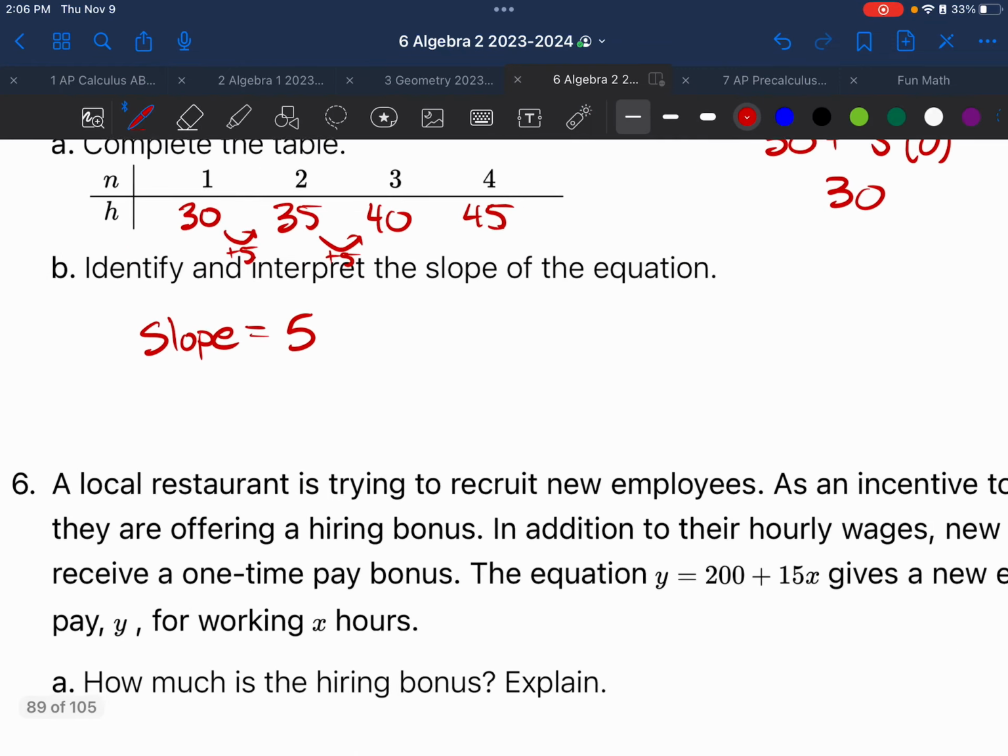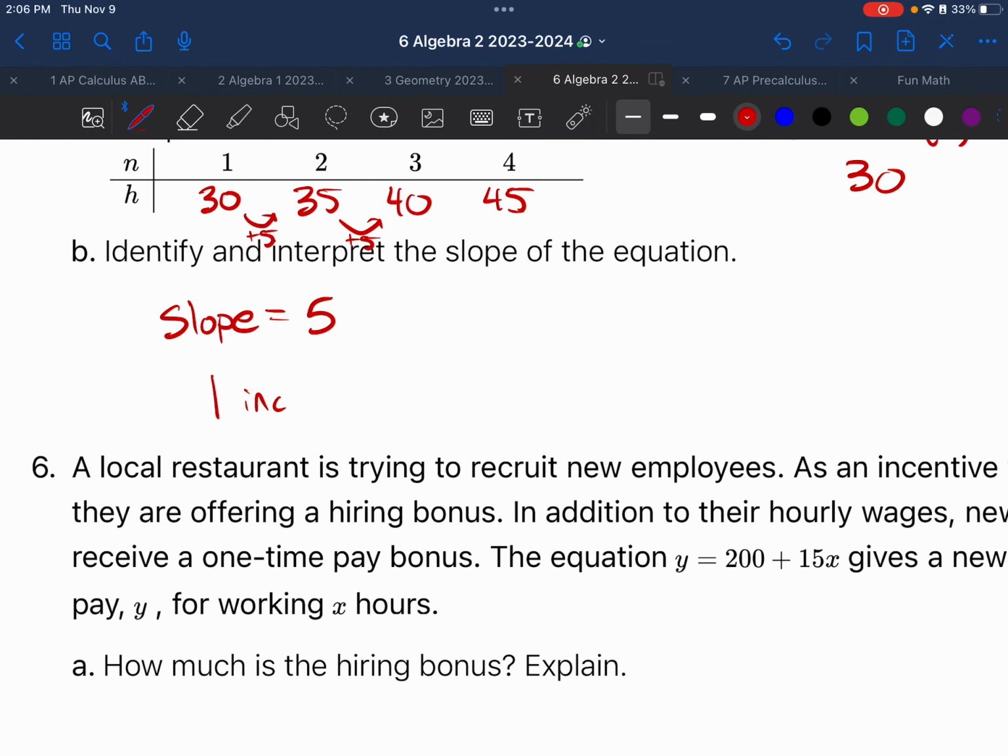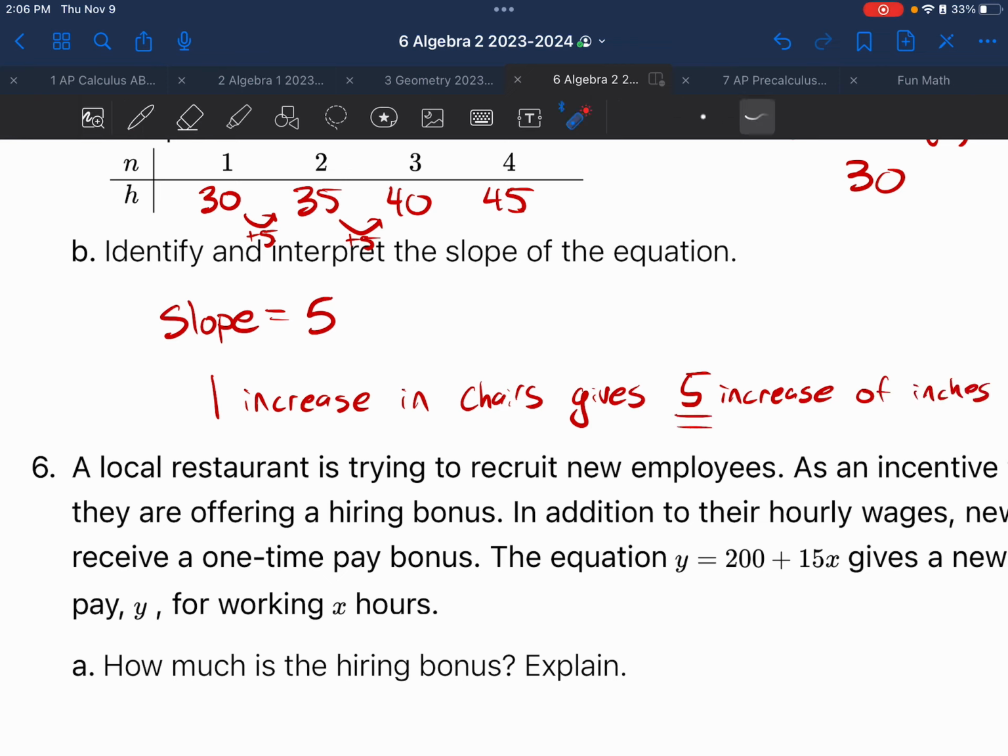So I'm going to write that out. 1 increase in chairs gives 5 increase of inches. And that's where that 5 came from. That's really 5 divided by 1, which is just 5.